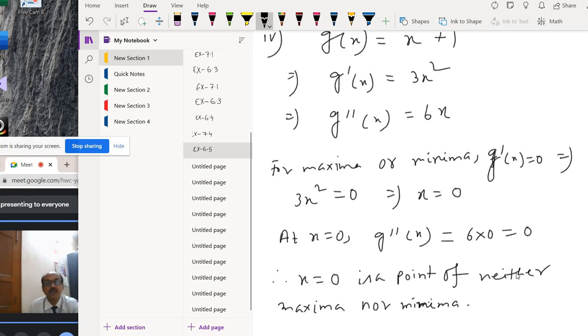Okay, it is clear this question, because the second order derivative is not greater than 0, not less than 0, it is 0. So 0 means no maximum value, no minimum value, neither maxima nor minima.